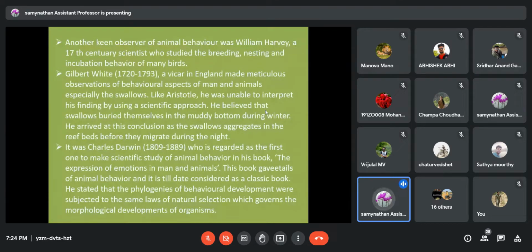It was Charles Darwin, 19th century, 1809 to 1889, who is regarded as the first one to make a scientific study of animal behavior in his book, The Expression of the Emotions in Man and Animals. This book gave tales of animal behavior, and to date it is considered a classic. He stated that the phylogenesis of behavioral development was subjected to the same laws of natural selection which govern the morphological development of organisms.